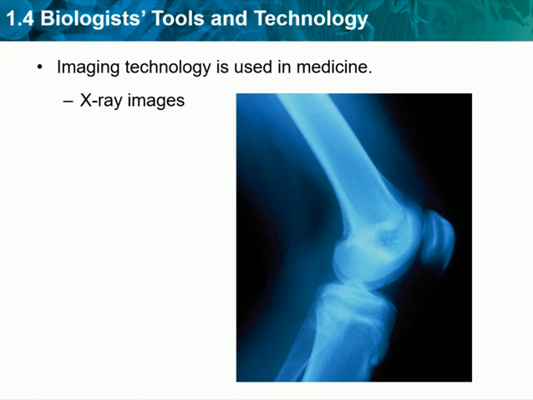MRI uses a strong magnetic field to produce a cross-section image of a part of the body. A series of MRI images can be put together to give a complete view of all of the tissues in that area, like the one shown on the screen here. Advances in technology have led to new uses for MRI. For example, a technique called functional MRI, or fMRI, can show which areas of the brain are active while a person is doing a particular task.